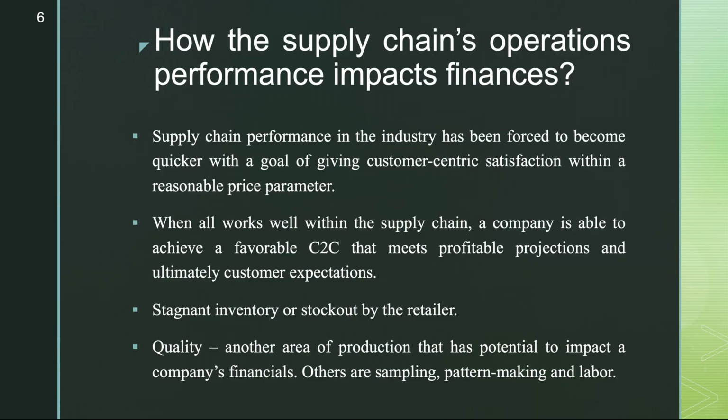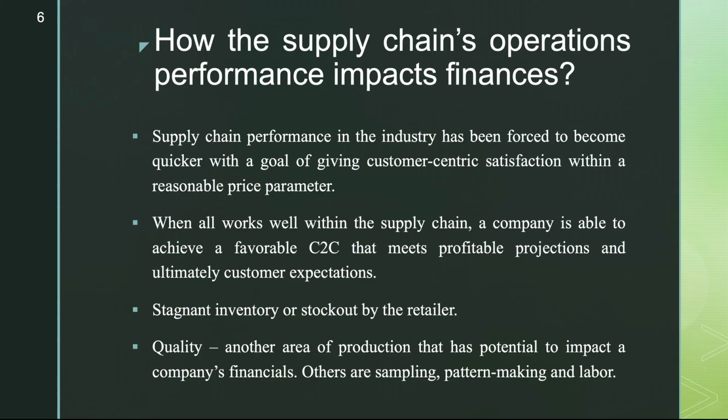Then, another area of production that has the potential to impact the company's financials is quality. It can be the quality of the material, the quality of the fit, or garment construction, because returns also represent a significant cost for retailers. So, quality management at the production level is very imperative, and a retailer's quality in general must also align with the expectations of its target market, so that we can minimize this major area of production that might affect the performance.